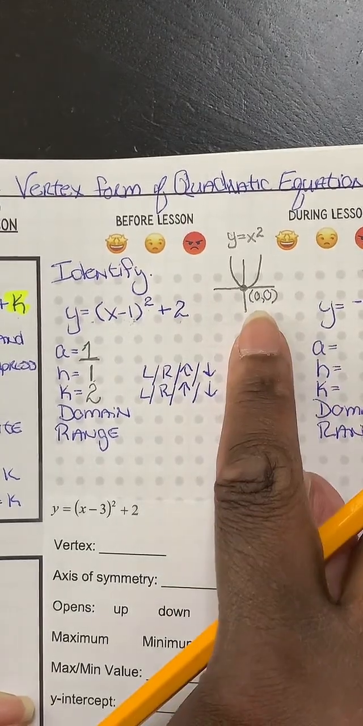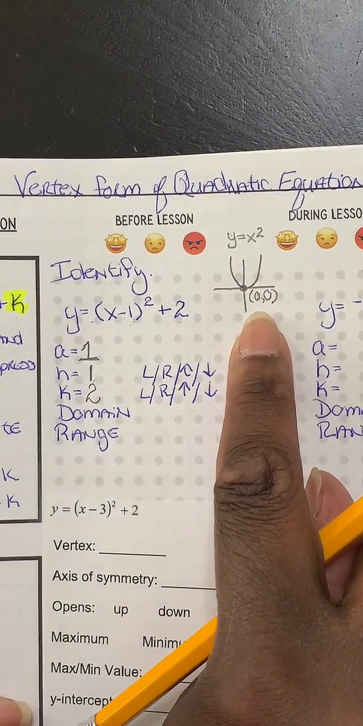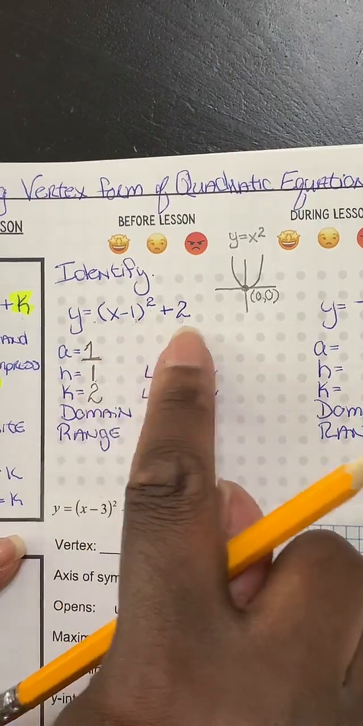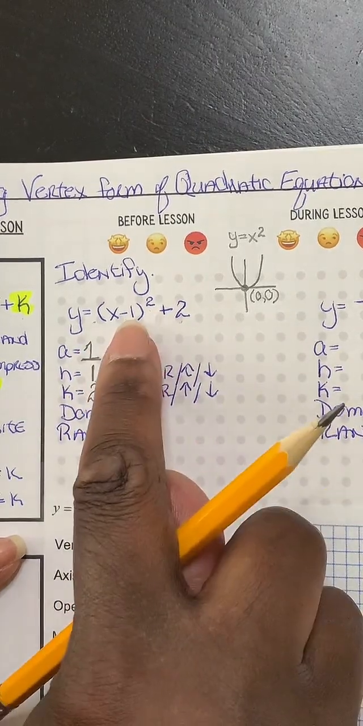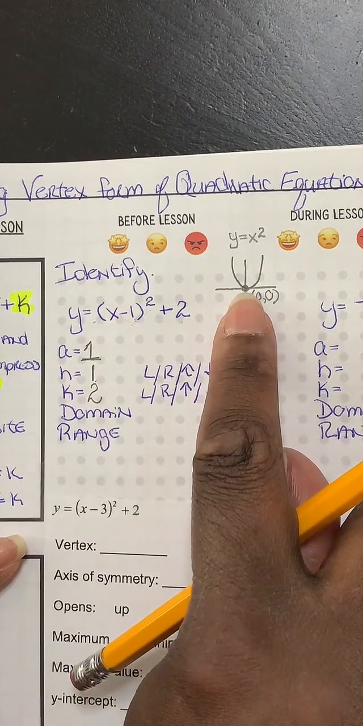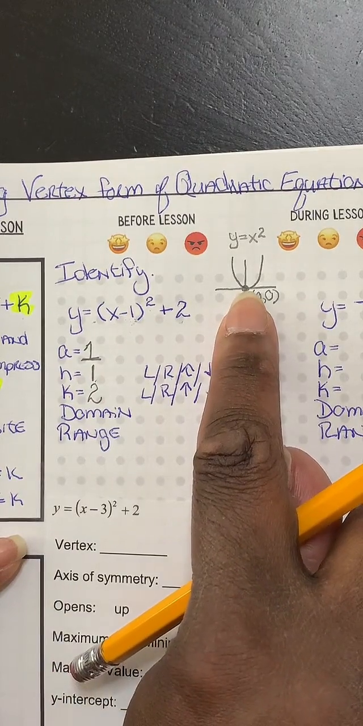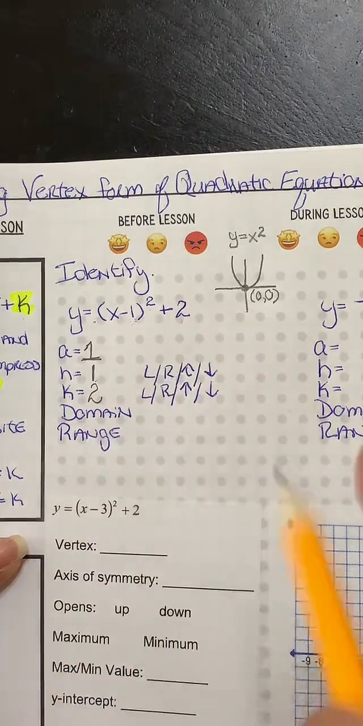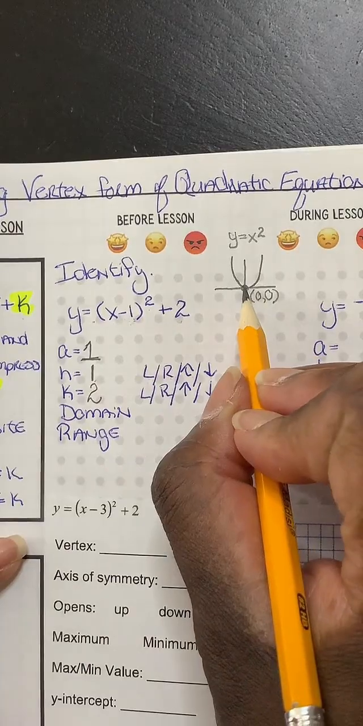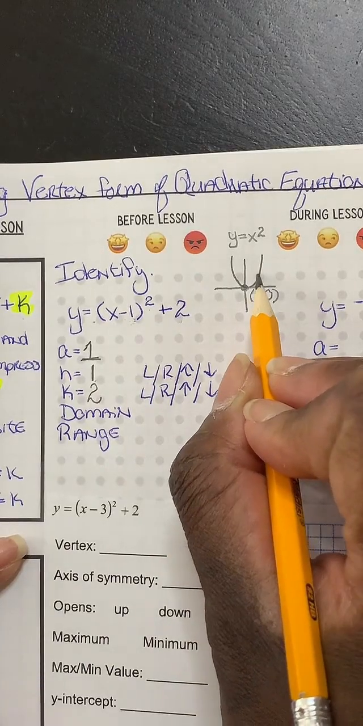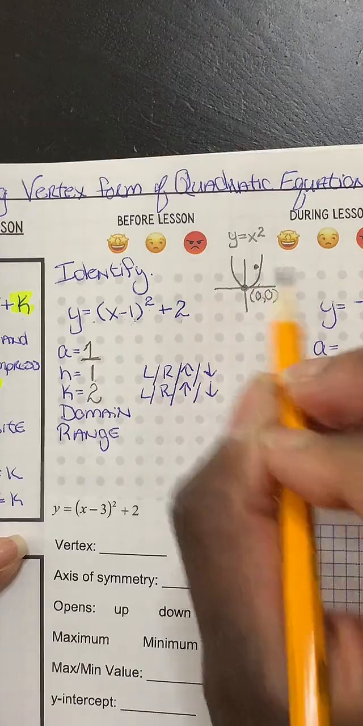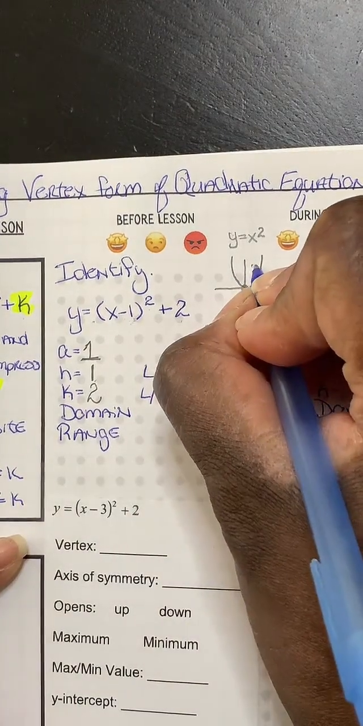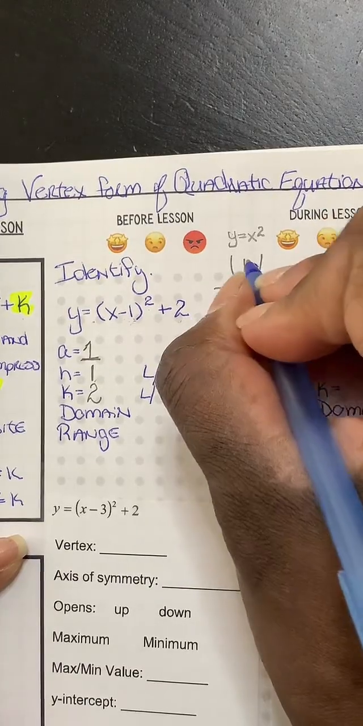Okay, so before I do any kind of funky movement to it, when I look at my equation in vertex form, I need to change my vertex from 0, 0 to go over to 1, positive 2. So I had to go to the right one and then up 2. So now the new vertex, let me change colors for a second, will be up here.